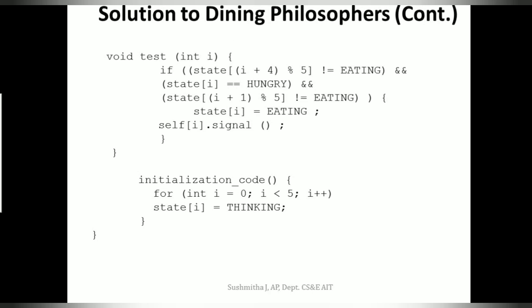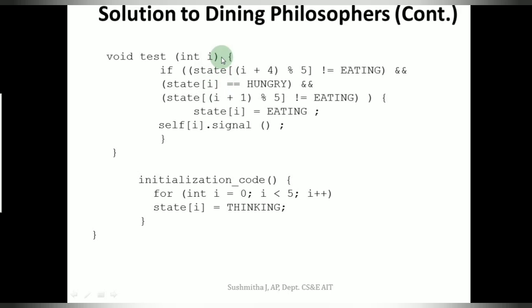The test procedure is going to check if the neighboring chopsticks are available. A philosopher can pick up the chopsticks only if both the chopsticks are available. So in the test we are testing if both the chopsticks are available. If both are available, you allow the philosopher to eat, and then you call the signal, where you can revoke the process. So wait is going to suspend the process, signal is going to revoke the process.